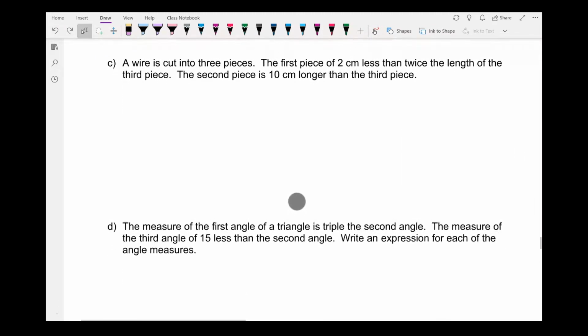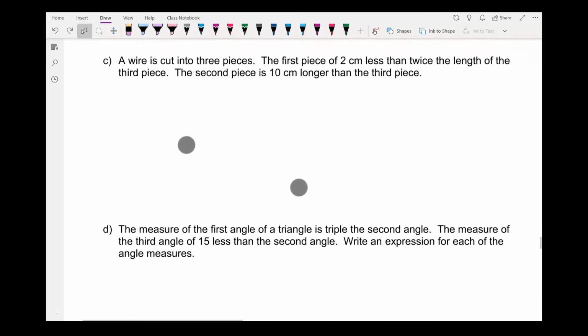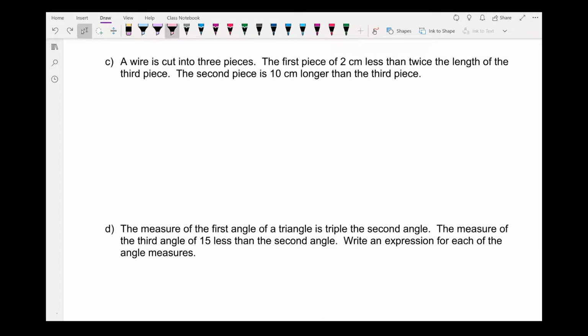A wire is cut into 3 pieces. The first piece is 2 centimeters less than twice the length of the third piece. The second piece is 10 centimeters longer than the third piece. If you just read it the way that this is written, it can be very confusing. It kind of is a tongue twister and definitely hurts the brain. So let's try to figure out what we can do.